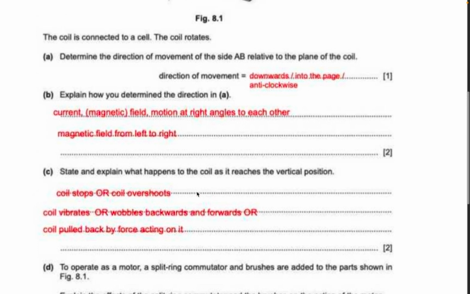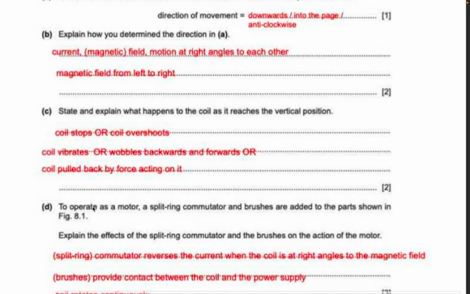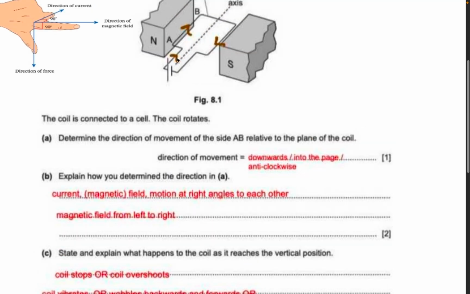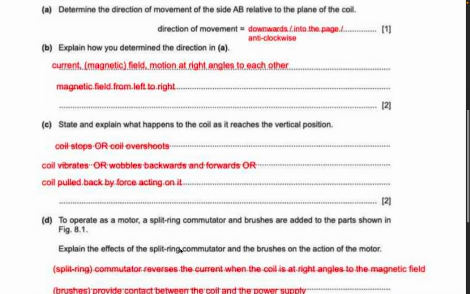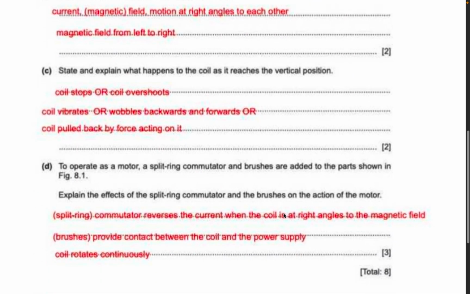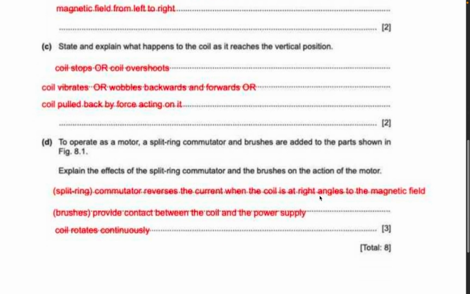D. To operate as a motor, a split ring commutator and brushes are added to the parts shown in figure 8.1 here. We can add the split ring commutator and brushes. Explain the effect of the split ring commutator and brushes on the action of the motor.